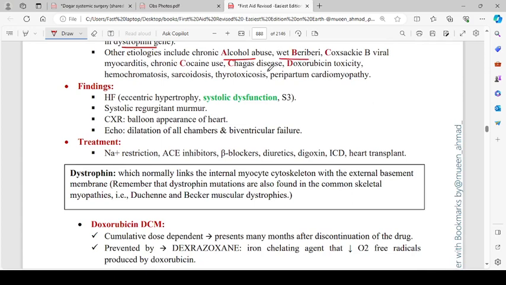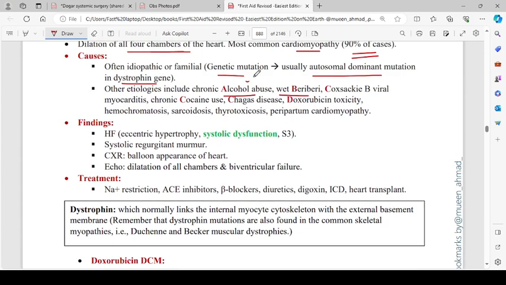It is ABCD, ABCCCD. So alcohol abuse, wet beriberi, Coxsackie B viral myocarditis, chronic cocaine use, Chagas disease, and doxorubicin toxicity. It is an anti-cancer drug. Hemochromatosis, sarcoidosis, thyrotoxicosis, and peripartum cardiomyopathy. There was a sketchy sketch which elaborates all of these causes very beautifully.